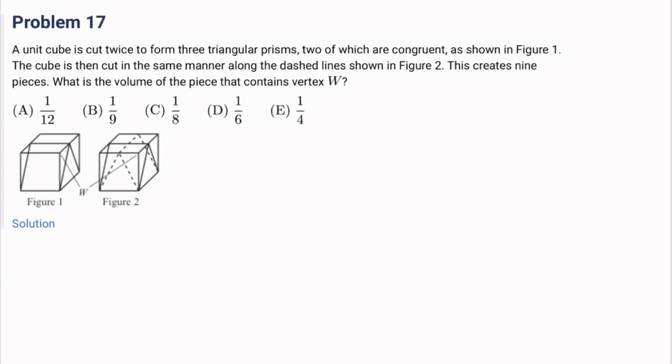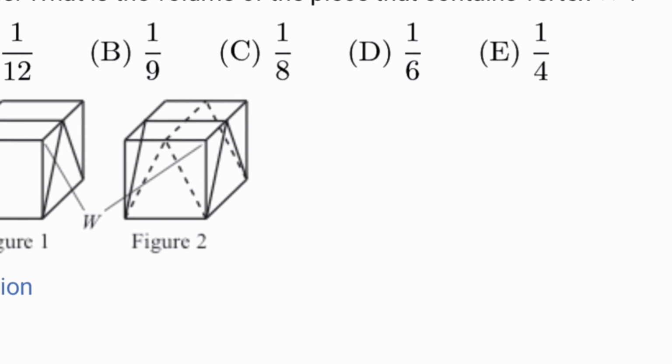Number 17. A unit cube is cut twice to form 3 triangular prisms, 2 of which are congruent as shown in figure 1. The unit cube is then cut in the same manner along the dashed lines shown in figure 2. This creates 9 pieces. What is the volume of the piece that contains vertex W? Okay, so this is vertex W, and the piece that contains that would have this outline. So it would be this one.